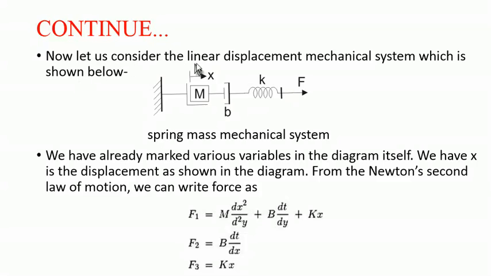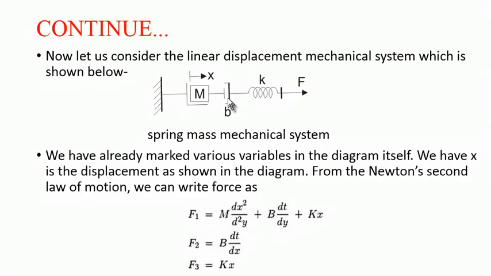So now let us consider the linear displacement. Which type of mechanical system is it? Translational. Why? Because it is having linear displacement, not rotary displacement. That's why it is a translation type of mechanical system.